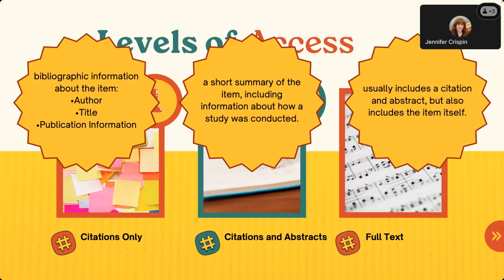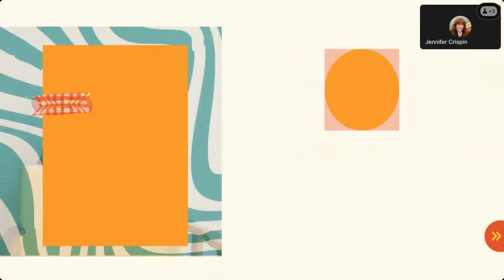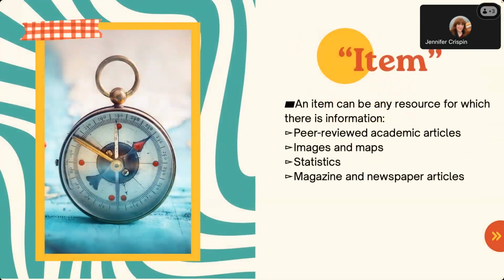Now, remember, as I talk, this is all just an introduction to the databases. And when I actually get to doing the demonstration, hopefully these will all begin to make more sense as I talk about them. When I say item, I am talking about any resource for which there's information. And that includes peer-reviewed academic articles, which are also called scholarly articles or scholarly journal articles.